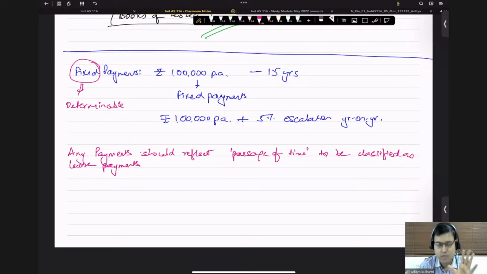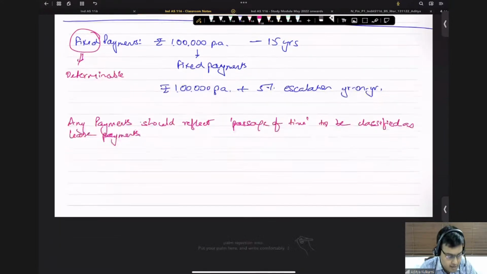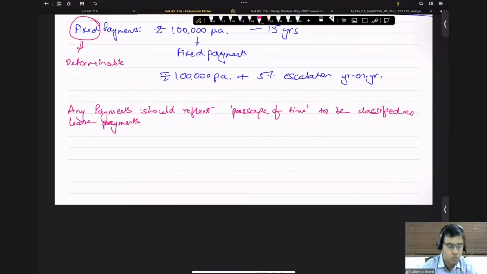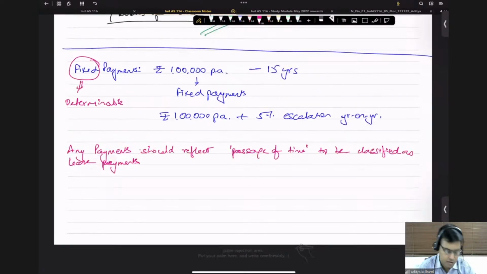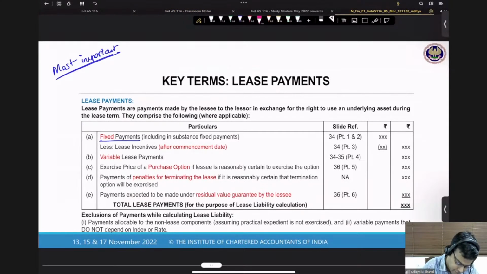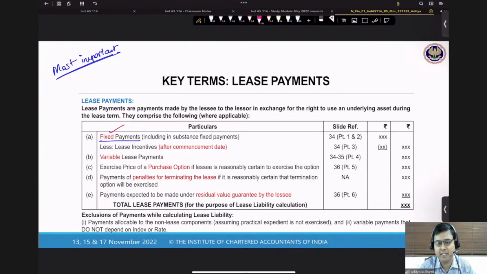Sir, ऐसा होगा? हो सकता है. I will come to that in just a short while from now. But any payment other than a passage of time will not be classified as lease payments. Okay. So this is what is your fixed lease payments. So I have covered this part, fixed payments.